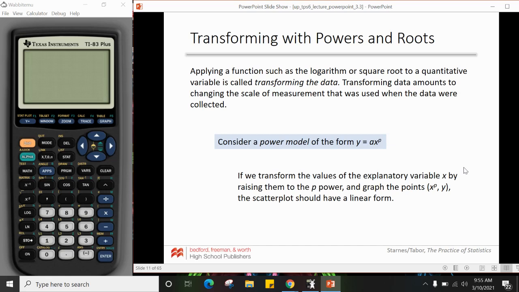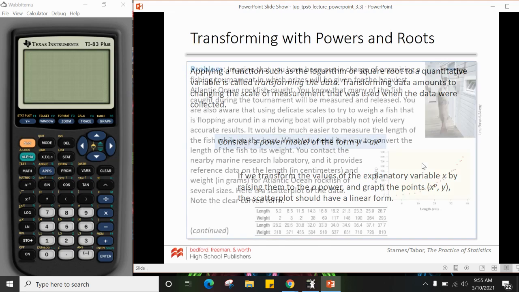So if I had y equals a times x to the p, basically what we're going to do is transform the explanatory variable x by raising them to some power p. So every x value is now going to be raised to some power, and we're going to see if that scatter plot is linear or not.